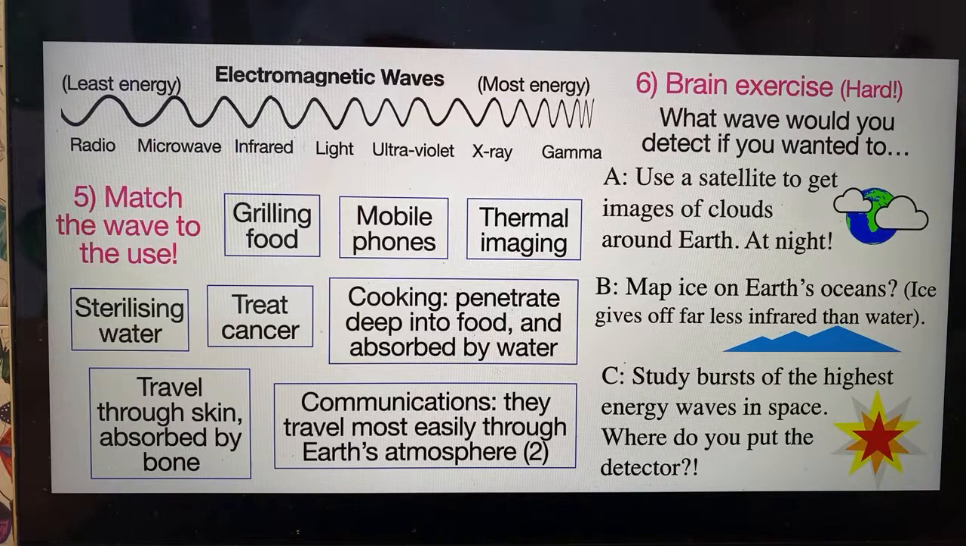What wave would you detect if you wanted to use a satellite to get images of clouds around the Earth at night? What wave would you detect if you wanted to map the ice on Earth's oceans? I've told you that ice gives off far less infrared than water. And what detector would you use if you wanted to study bursts of the highest energy waves in space? Which wave would you be wanting to detect? And where would you put the detector?